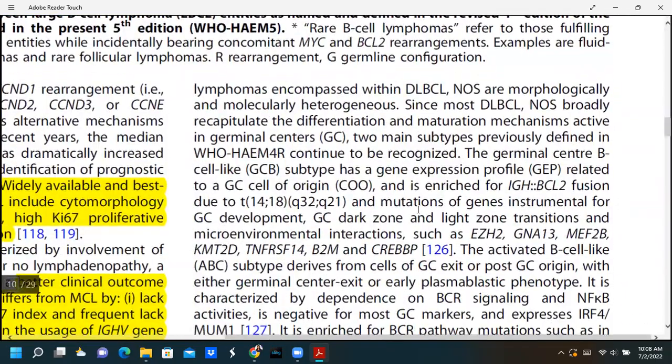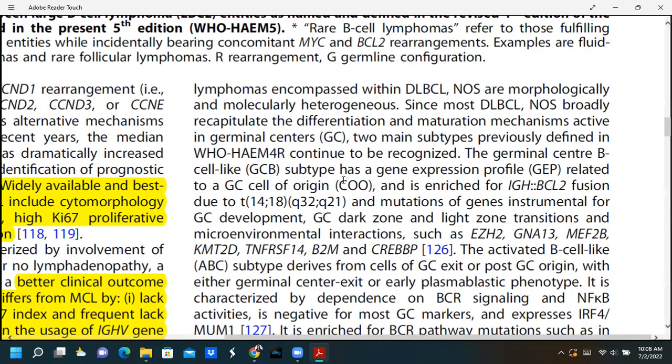The lymphomas encompassed with DLBCL NOS are morphologically and molecularly heterogeneous. Since most DLBCL NOS broadly recapitulate the differentiation and maturation mechanisms active in the germinal centers, two main subtypes previously defined in 4R continue to be recognized. So now the GCB and ABC are still there.